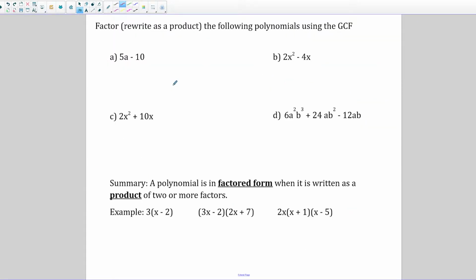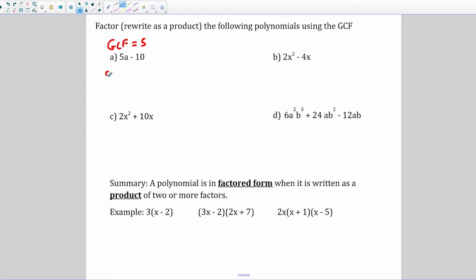So in this next set of problems, we're going to factor, or rewrite as a product, each of these polynomials using the GCF of each polynomial. The first thing that we're going to do is identify the GCF of 5a minus 10. In this case, the GCF is 5 because 5 is the largest number that I can use to divide both 5a and -10.